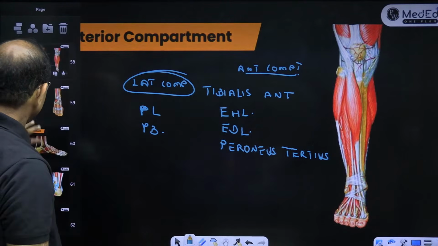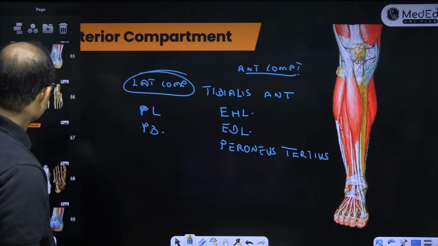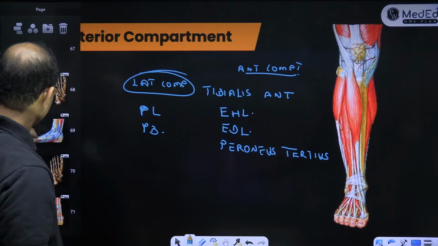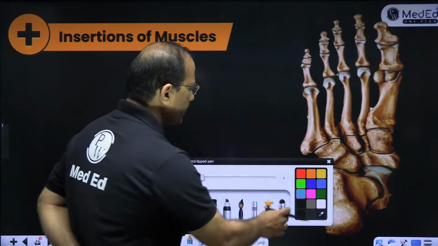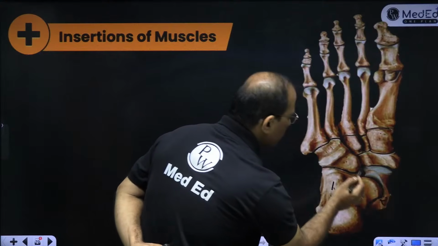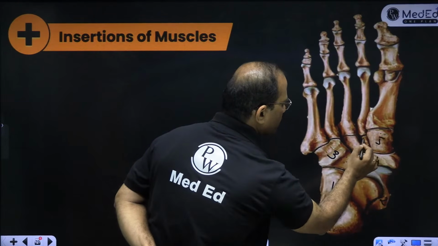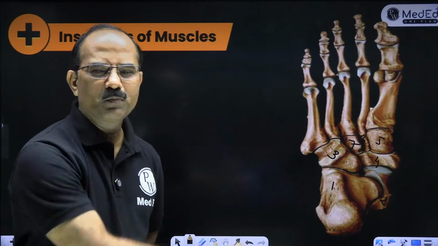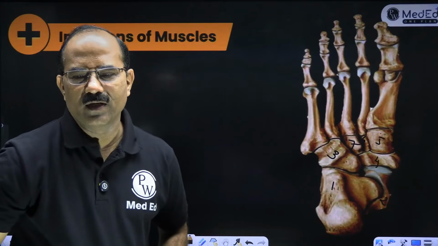Now just tell me the layers of the sole. We'll start with the layers of the sole. Before coming to the layers of the sole, if anyone can tell me, just identify this bone. This is 1, this is 2, this is 3, this is 4, 5, 6, 7. Yes, identify these bones. They ask in X-rays, so you should be able to identify the bones.